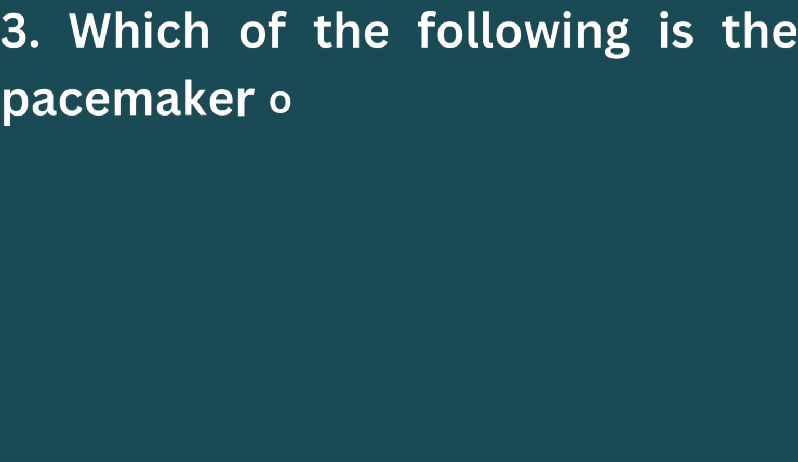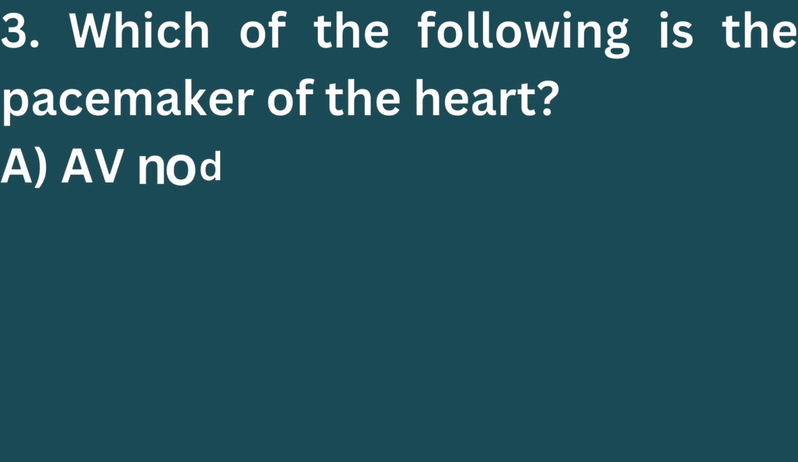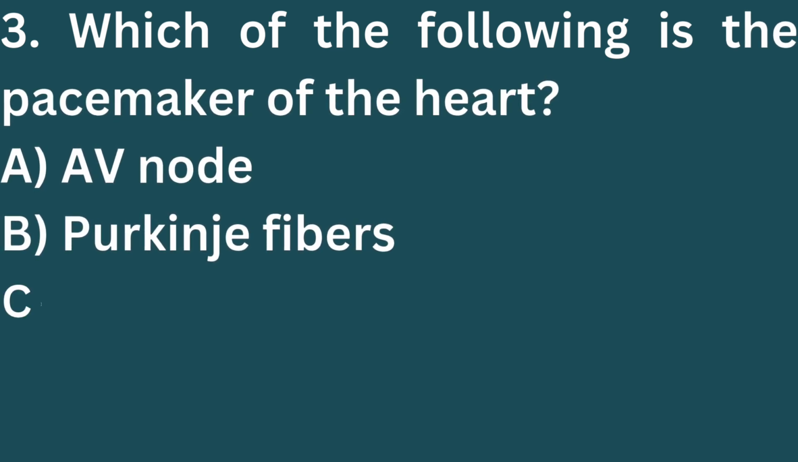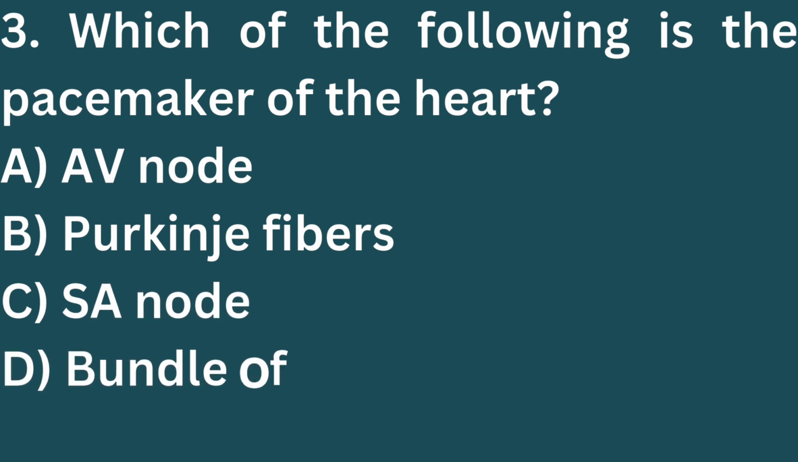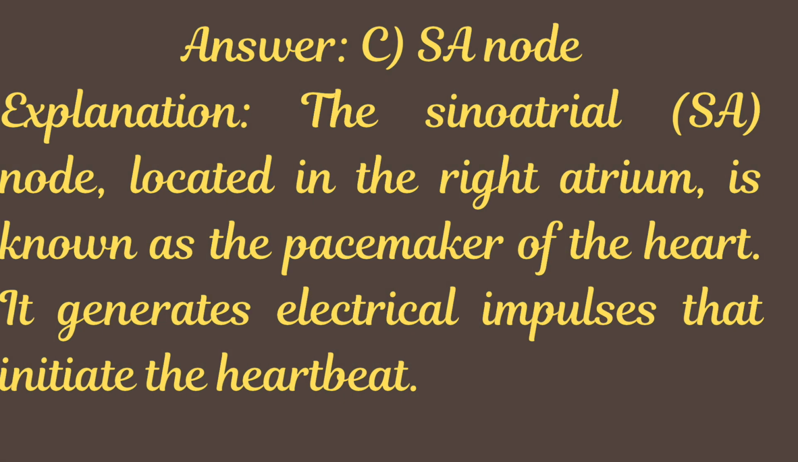3. Which of the following is the pacemaker of the heart? A. AV node. B. Purkinje fibers. C. SA node. D. Bundle of His. Answer: C. SA node. Explanation: the sinoatrial (SA) node, located in the right atrium, is known as the pacemaker of the heart. It generates electrical impulses that initiate the heartbeat.